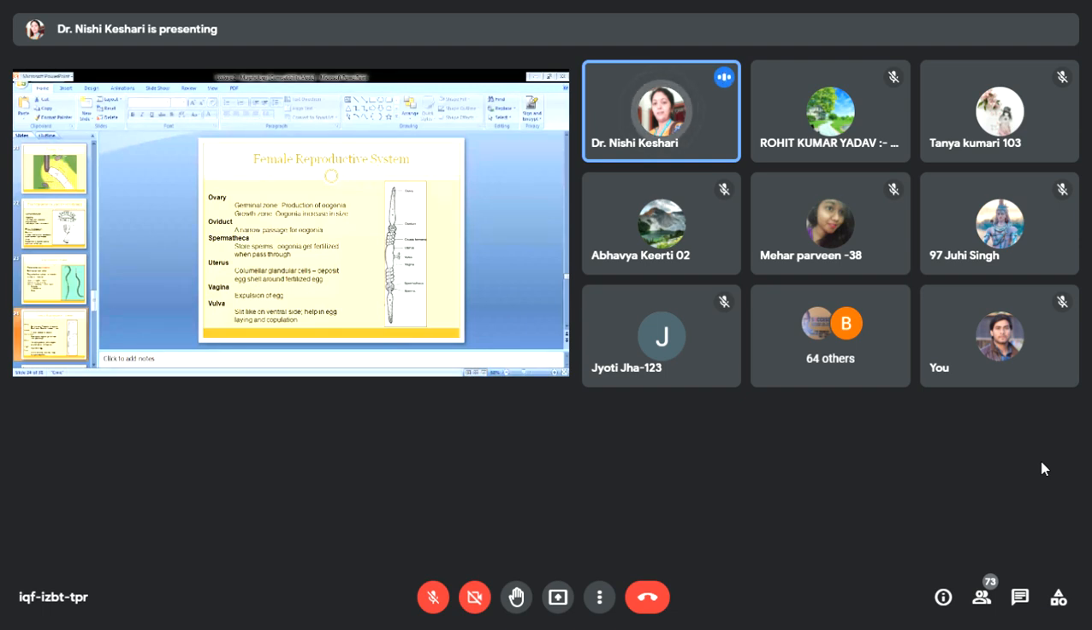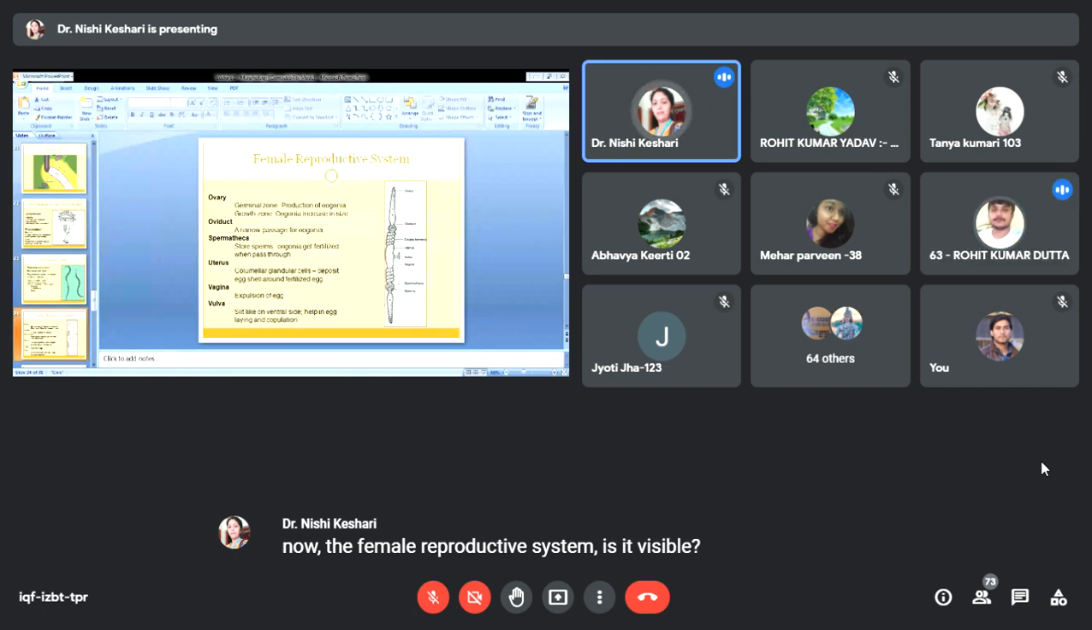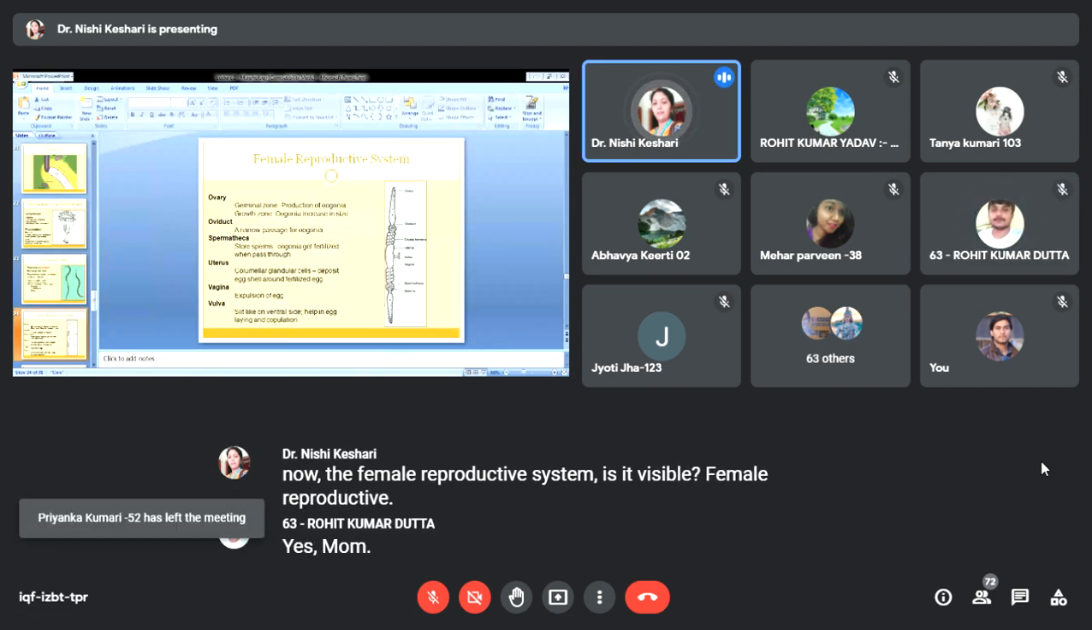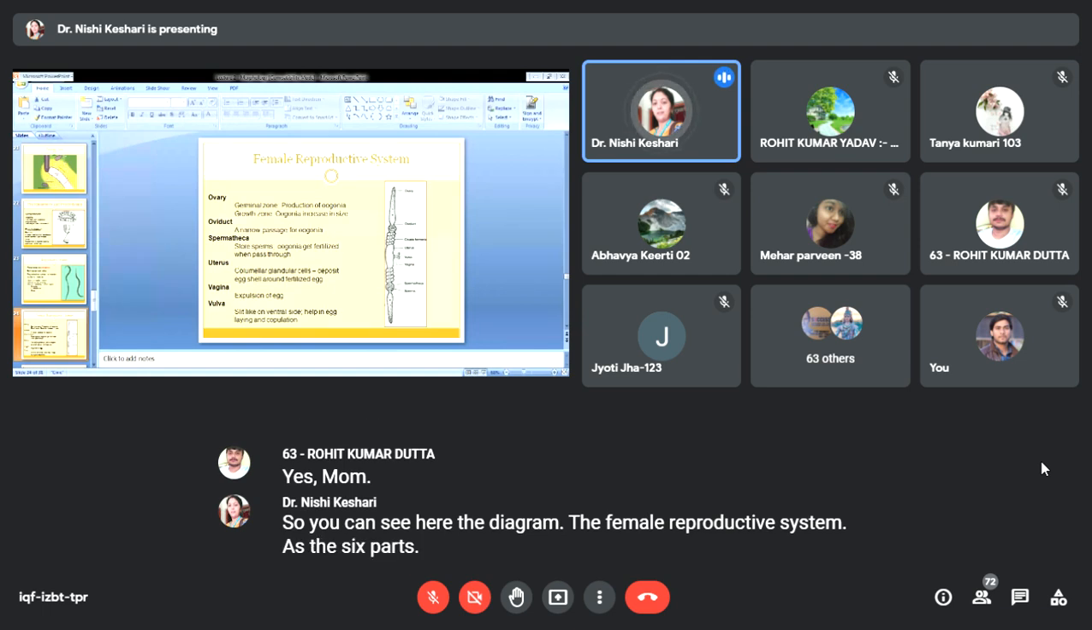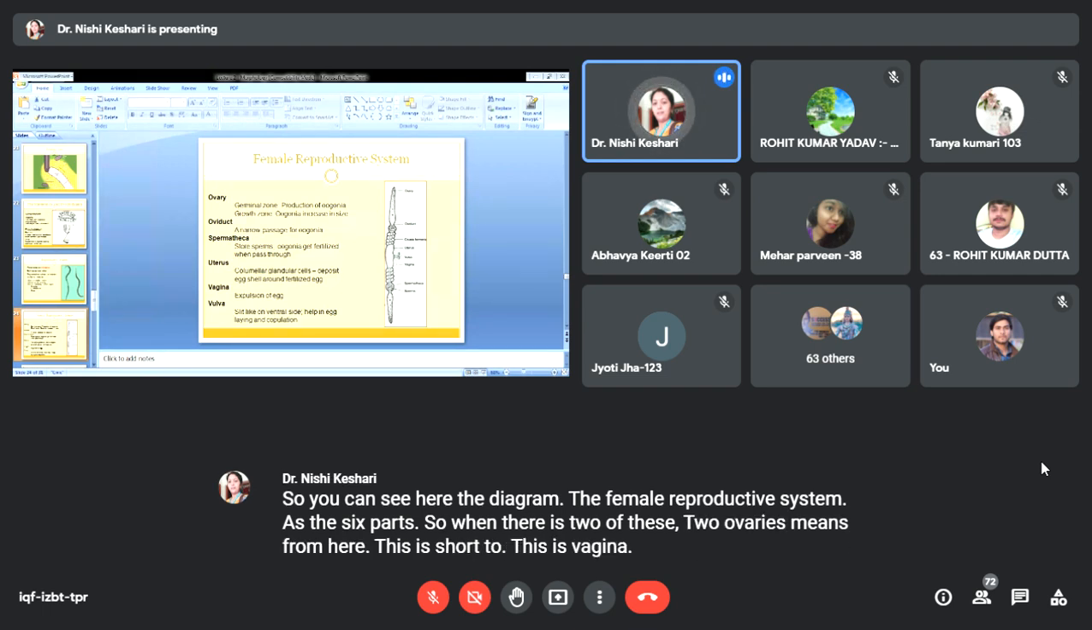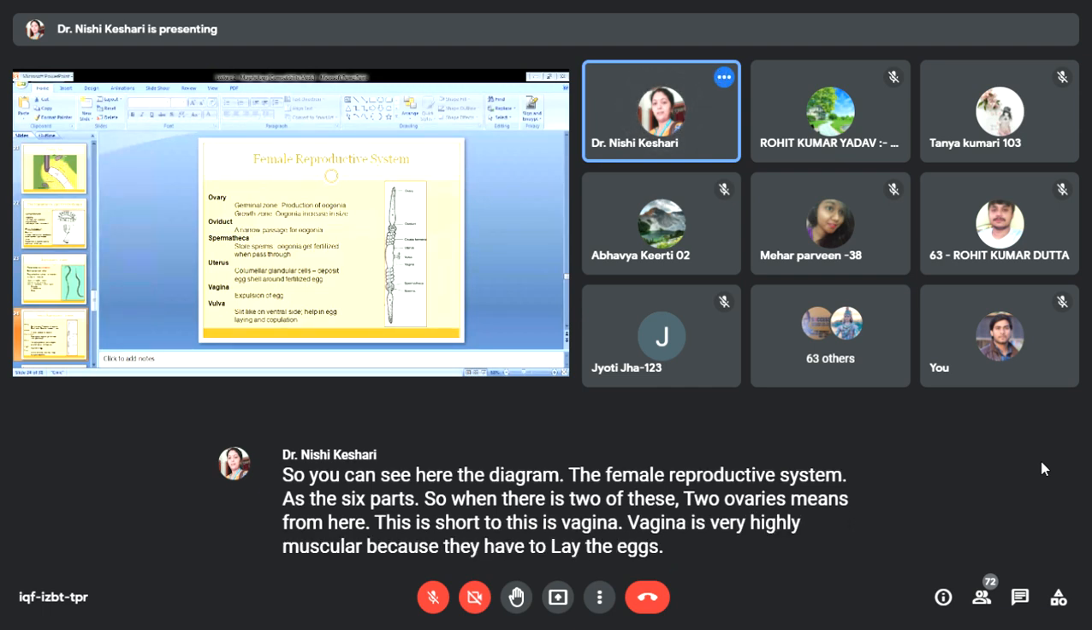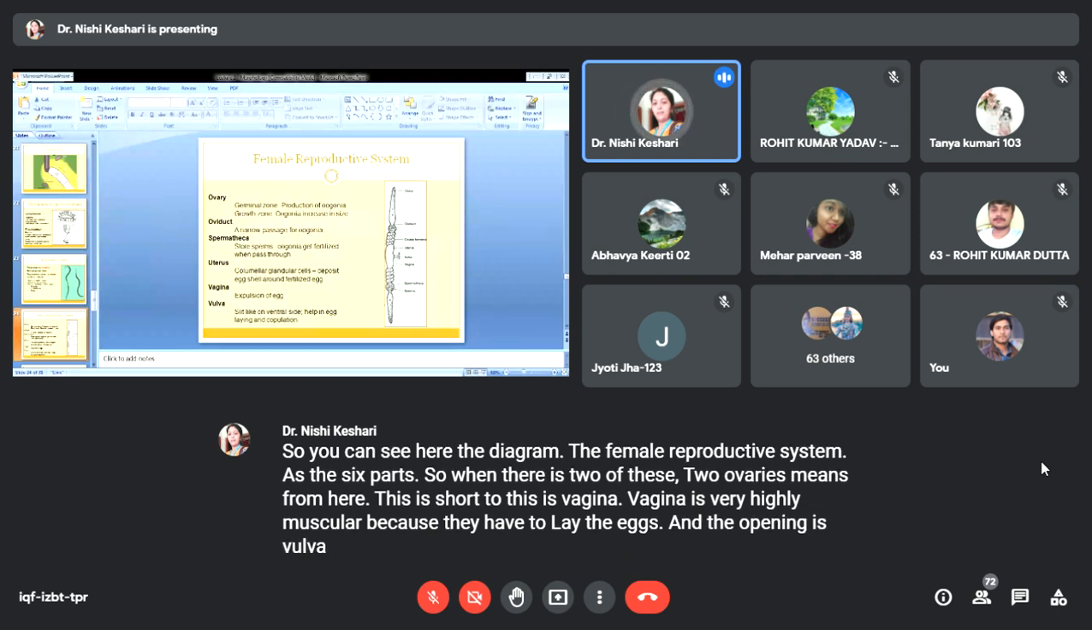Now the female reproductive system. Is it visible? So you can see the diagram here. The female reproductive system has six parts. When there are two ovaries, from here this is a short tube, this is the vagina. The vagina is very highly muscular because it has to lay the eggs, and the opening is the vulva, and from the vagina you can see one ovary is here and another ovary is here.